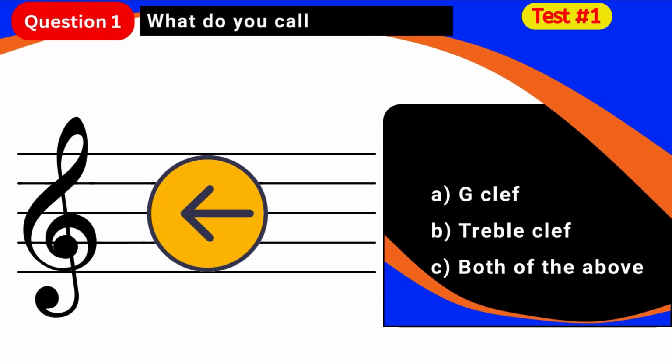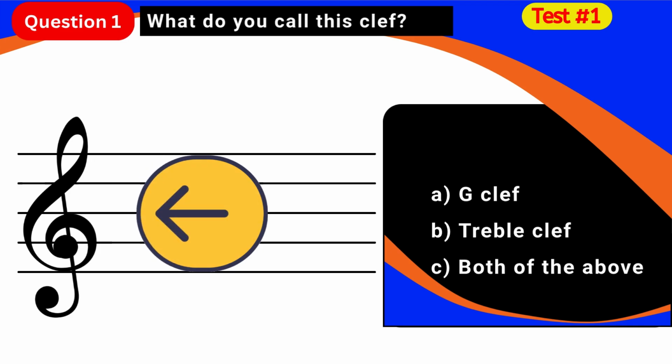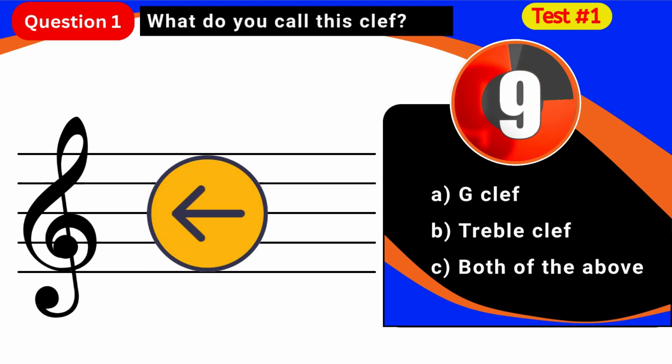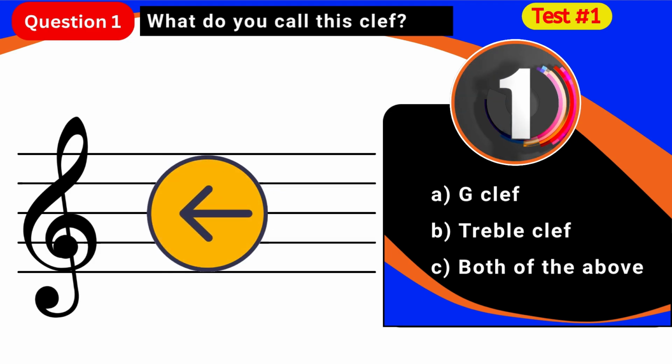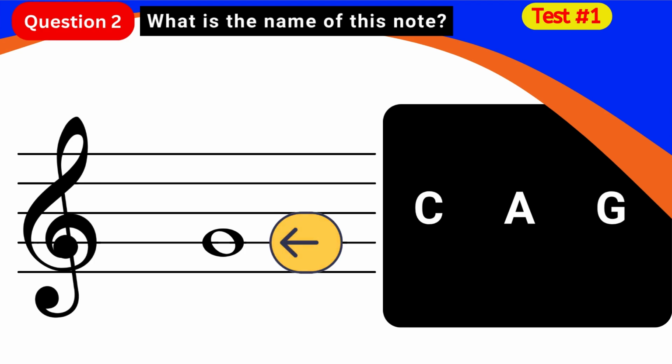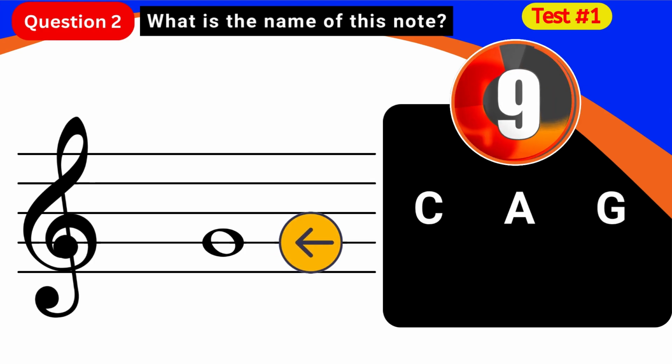Question 1. What do you call this clef? A, the G clef, B, the treble clef, or C, both of the above? Question 2. What is the name of this note? C, A, or G?